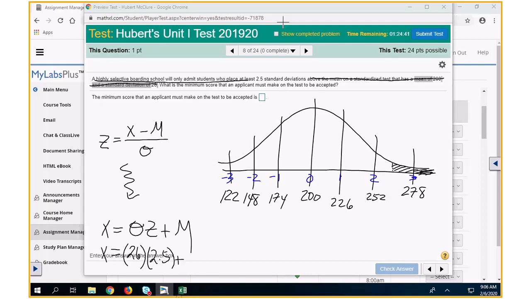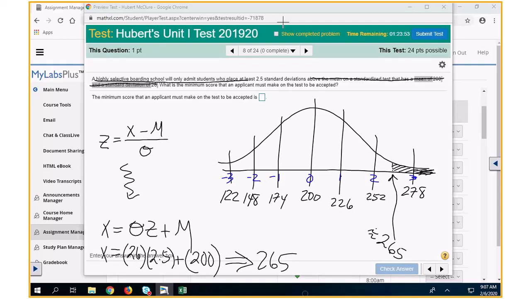2.5, plus 200. And somebody give me that. Now, somebody tell me what y'all think it is. Well, let's see, 278 minus 252 is 26, and half of 26 is 13. So 13 plus this is 265. So by the empirical rule, I'm going to say it's around 265. I'm going to put a little equals with a dot under it. That's by common sense. Somebody crank out the number here. What do you get? 265. It's a miracle. And that's your answer.